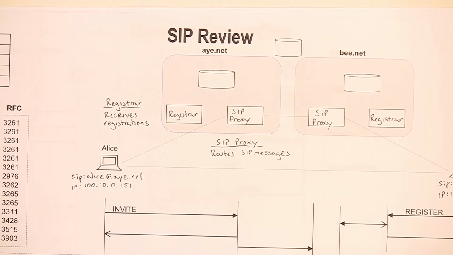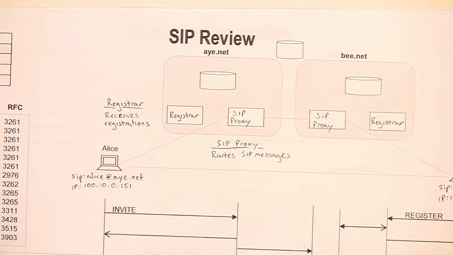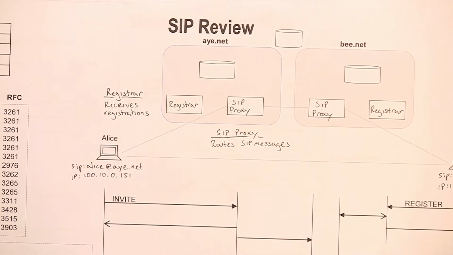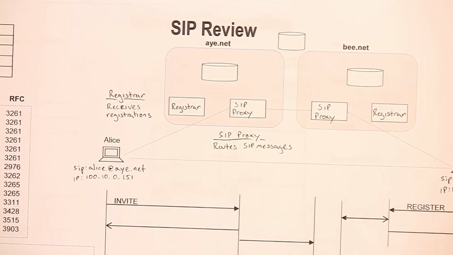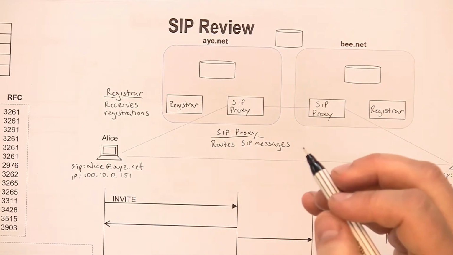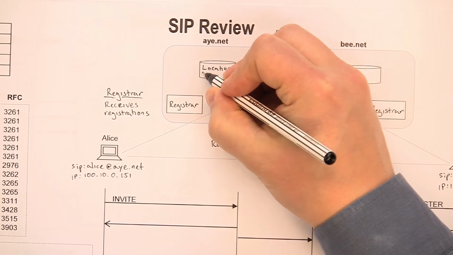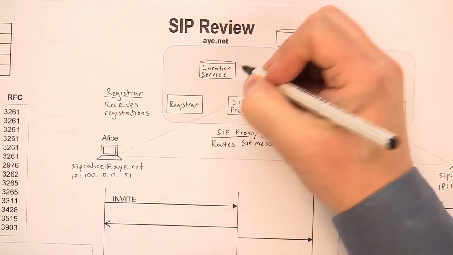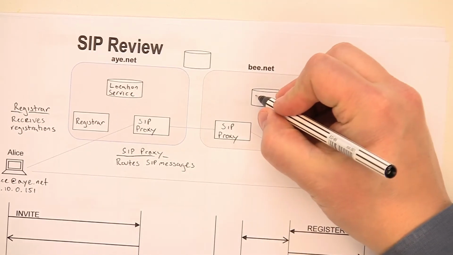Okay. So what do you think it does with these registrations? Well, it needs to store it somewhere, right? So the way it stores it is in a kind of a database. I say kind of because it's not standardized how to do it. It's very, very likely to be a database, technically in the world we live in today, but it's not standardized how it stores it. It's just called a location service, and it's up here. Location service. And of course there's one for B.net as well.